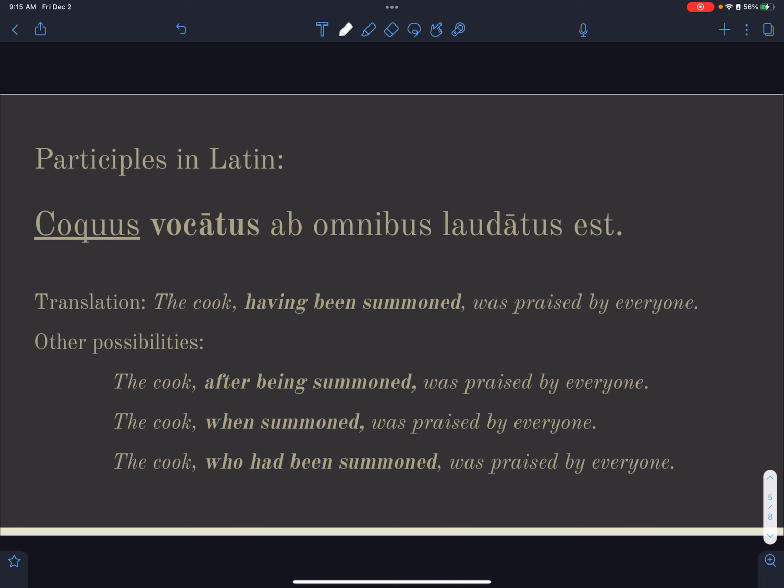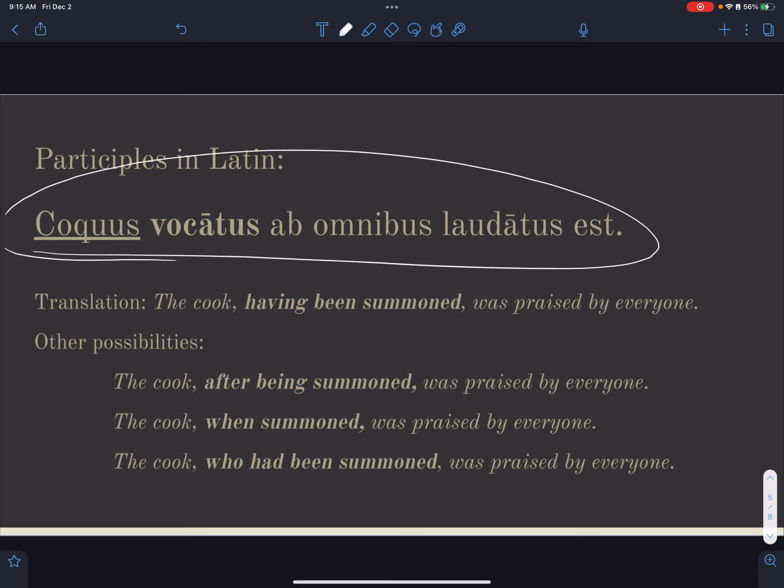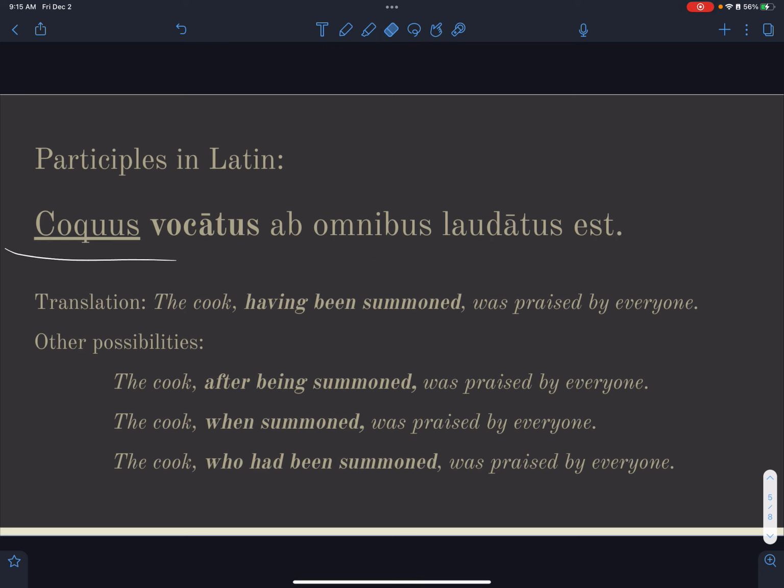Okay, so now let's move into Latin, participles in Latin. All right, we've got one example here. Okay, this sentence right here. Coquus vocatus ab omnibus laudatus est. Okay. Get rid of that. It was bugging me. All right, so the translation: the cook, having been summoned, was praised by everyone.